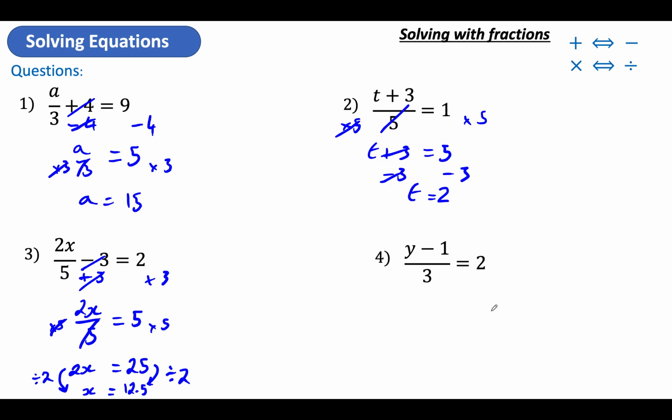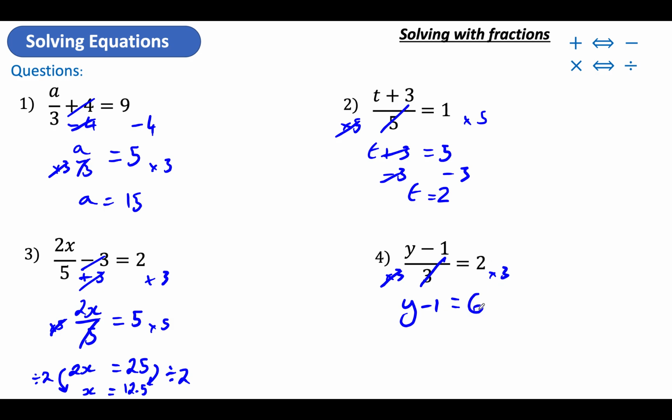Lastly, this is that first type again, isn't it? Everything is over that denominator, so that's the first thing I'm going to deal with. If everything's over it, we deal with that first. And I'm going to multiply by that number because it will cancel out the division, leaving y minus 1 on its own. But what I do to one side of the equal sign, I must do to the other.